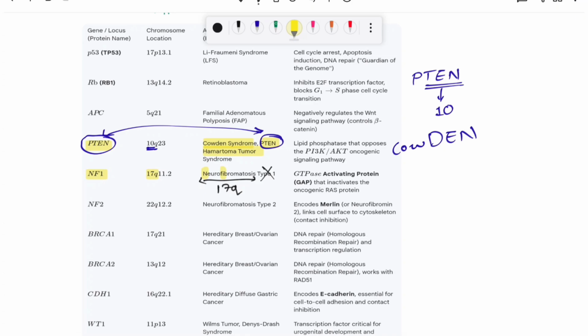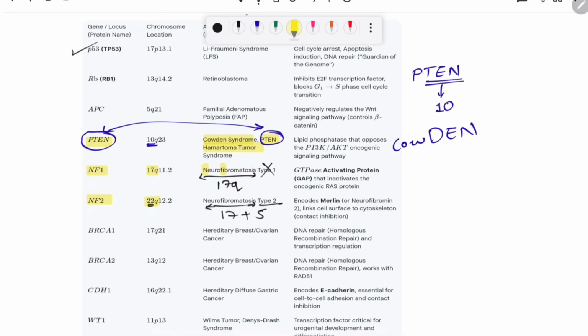Now moving to the NF2. NF2 is neurofibromatosis type 2. So if you count the letters of neurofibromatosis, that is 17, and for type 2 if you count the number of letters, these are 5. So 17 plus 5 comes out 22. So we got 22 number. Now P is given to policeman, so Q arm is given to NF2, rest are QQ, right? So the location is 22Q.